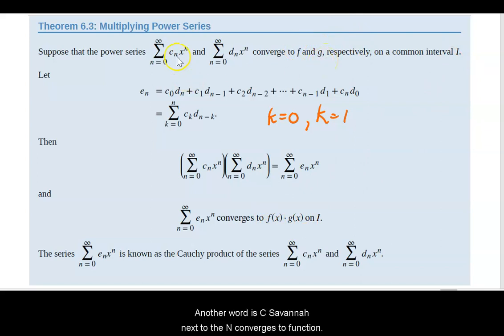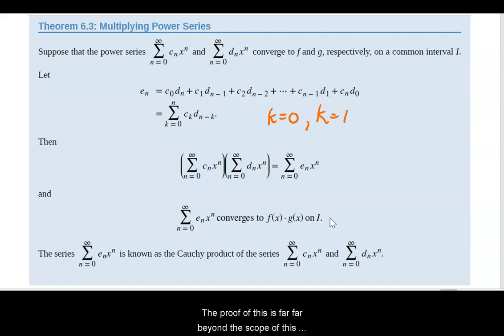In other words, if c sub n x to the n converges to function f, and d sub n x to the n converges to function g, then multiplying the two power series together will give me a power series that converges to f times g on the same interval of convergence they have in common. We call this the Cauchy product of the two series in honor of Augustin Cauchy.